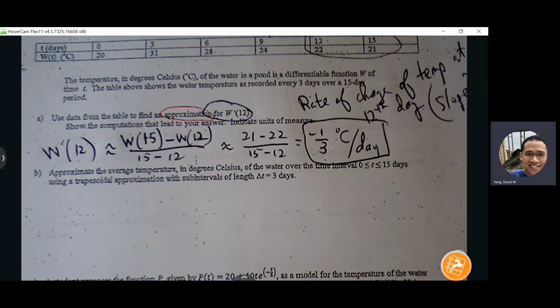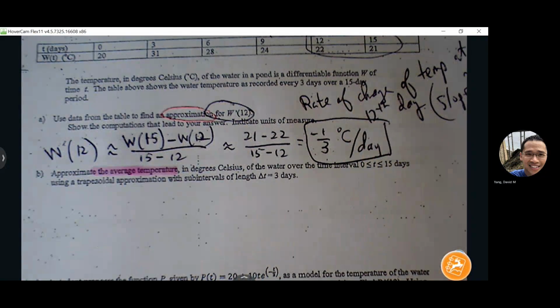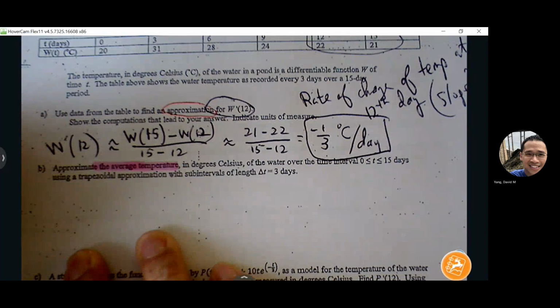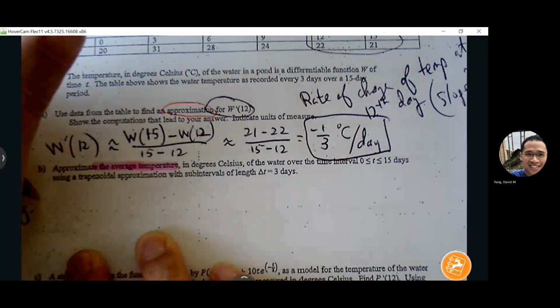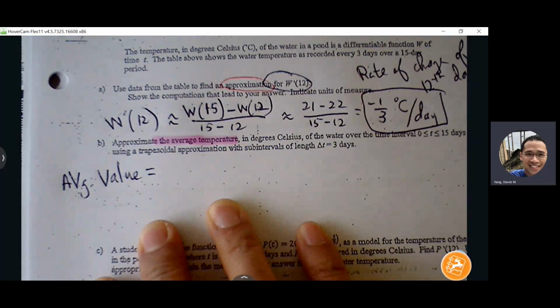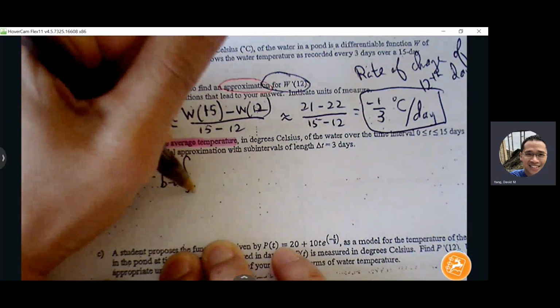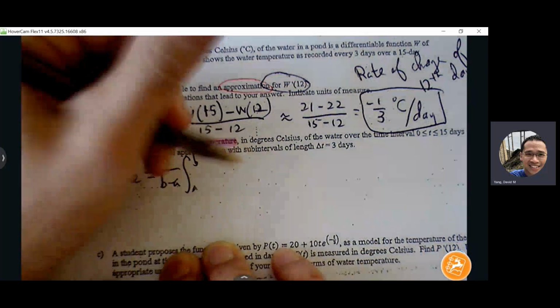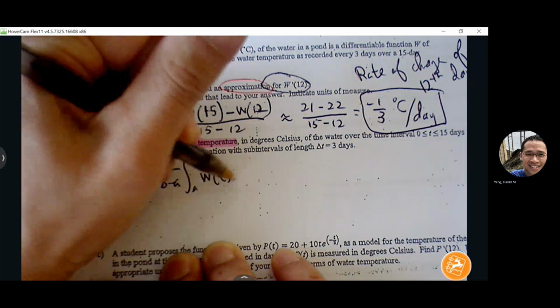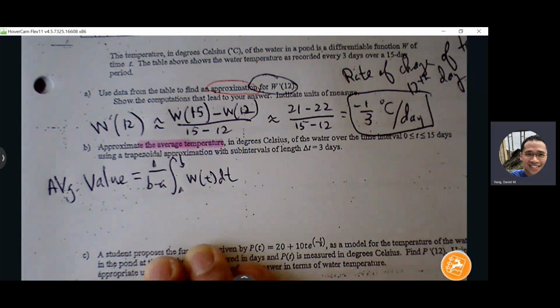Okay, so part B, approximate the average temperature. So we have a formula for this. Average temperature. What did we just learn? Average what? Remember average value? We just saw that on the test, right? Average value is 1 over b minus a, integral from a to b of f of x, but I can say w of t. Right? Between 0 and 15.